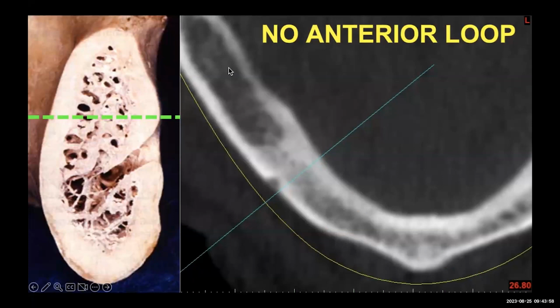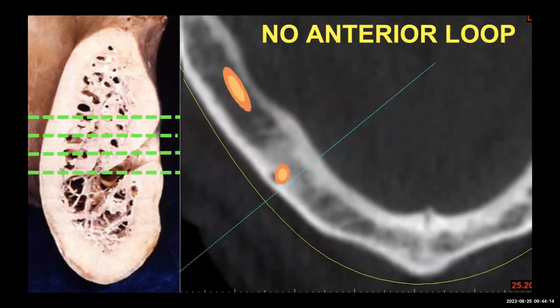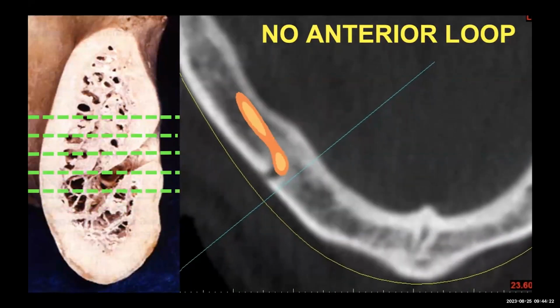So the way that you can tell if there is an anterior loop is you have to go into the axial scan and go incrementally inferiorly. So you can see here, I put a constant line. Here, you can see this is where the nerve is. As I go inferiorly, you will see that that nerve never goes anterior to the line. So this is a case where there is no anterior loop.